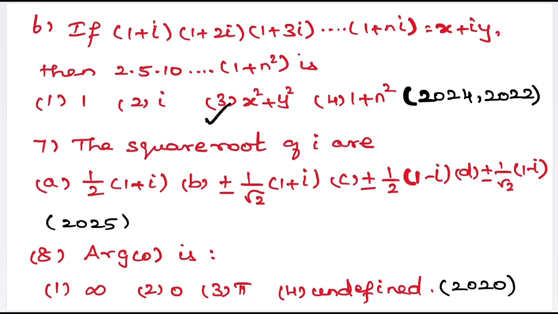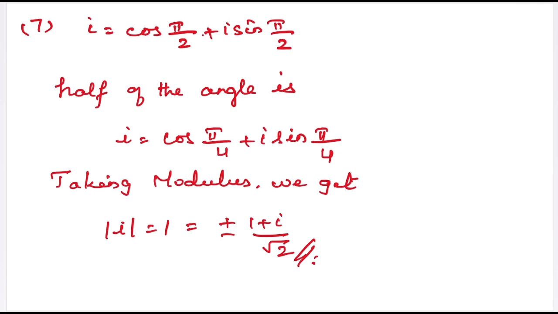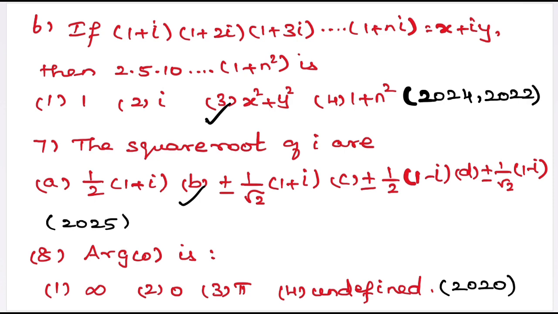Next problem. The square root of i is. The 2025 Lakshya question. Whenever you see square root of i, first write i is equal to cos pi by 2 plus i sin pi by 2. Then half of the angle, root i is equal to cos pi by 4 plus i sin pi by 4. Then you take modulus. We get modulus of i is equal to 1, which is equal to plus or minus, you get the result as 1 plus i by root 2. So your solution is B, plus or minus 1 by root 2 into 1 plus i.